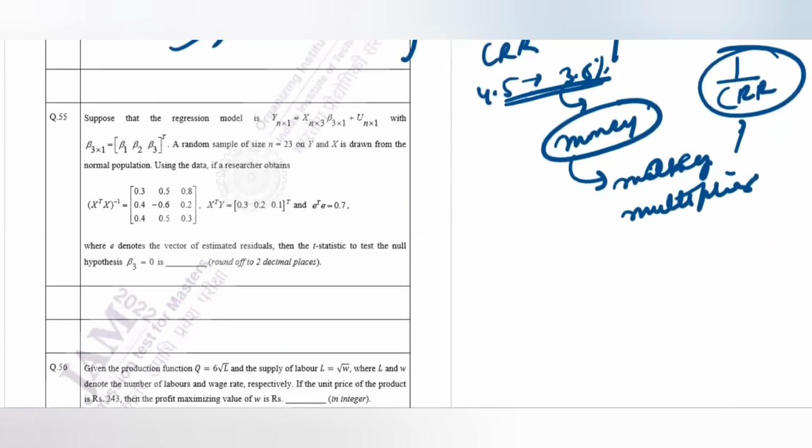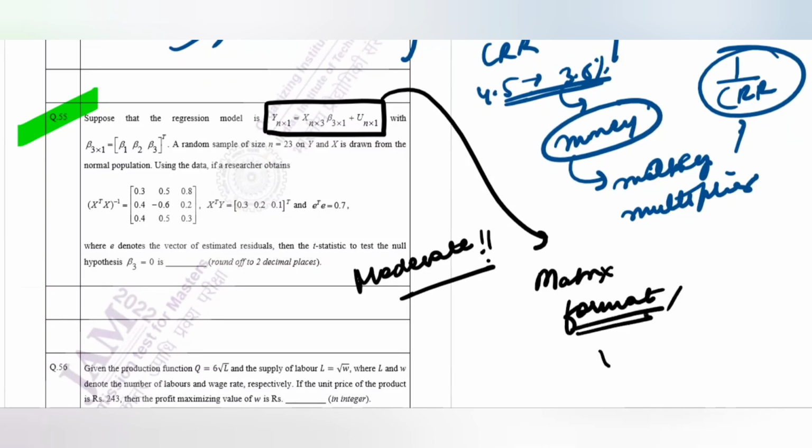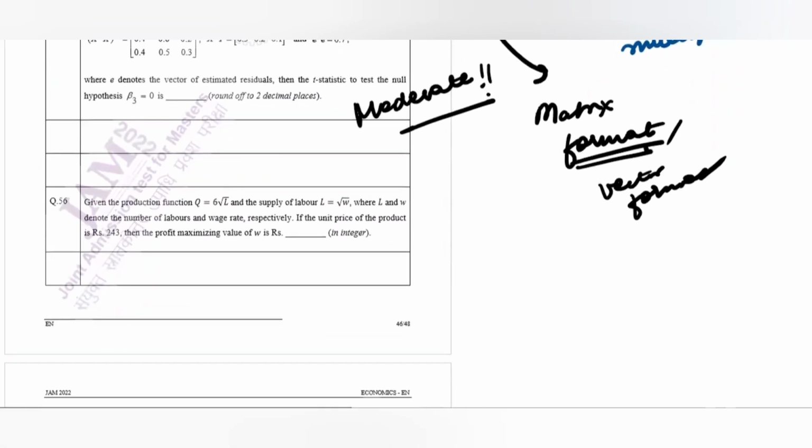This is a question which I would like to mark as a moderate question, for the simple fact that the regression model is given. Actually, this is something that we do in Delhi School of Economics, where the regression model is given in matrix format, or vector format. Although B is just 3 cross 1 and X is just n cross 3, because it is given in this format, it might seem tricky to you, but it's not very difficult when you read the question.